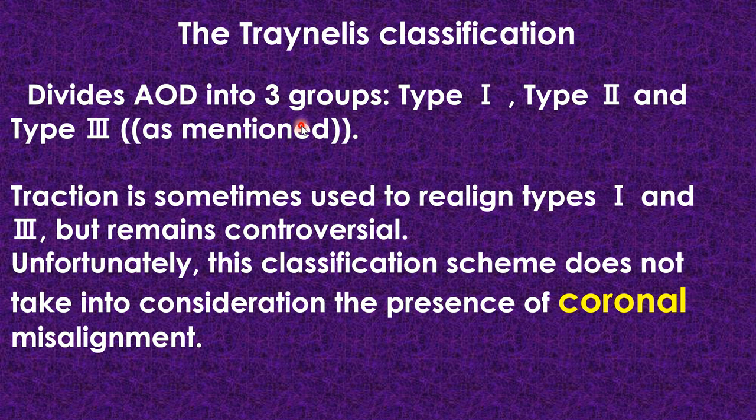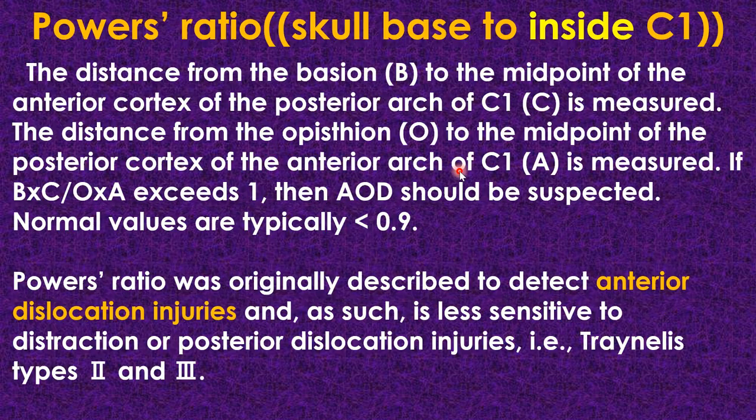The Traynelis classification was just finished. It is type 1, 2, and 3: type 1, anterior dislocation of the skull; type 2, vertical dislocation of the skull; and type 3, posterior dislocation of the skull. Here we will discuss the most important measurements suggested for the radiological diagnosis of atlanto-occipital dislocation.